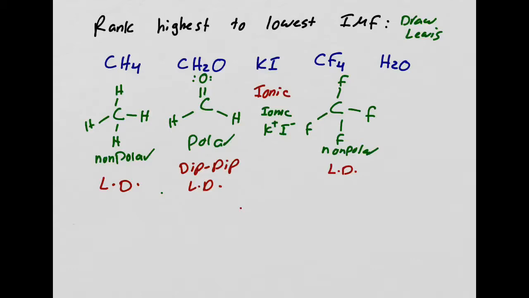Last one is water. I'm going to draw it out. Okay. You ready? Do this with me. Is it ionic? No, because it's not a metal and non-metal. Is it hydrogen bonding? Yes, because it has OH. OH has hydrogen bonding. So this one has H bonding.